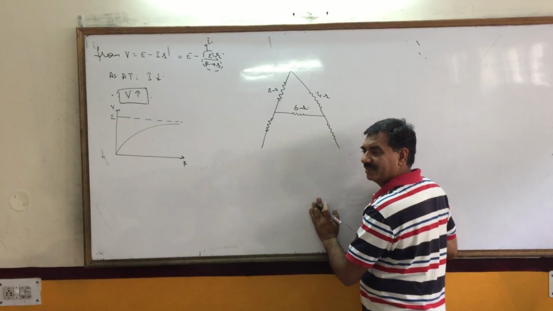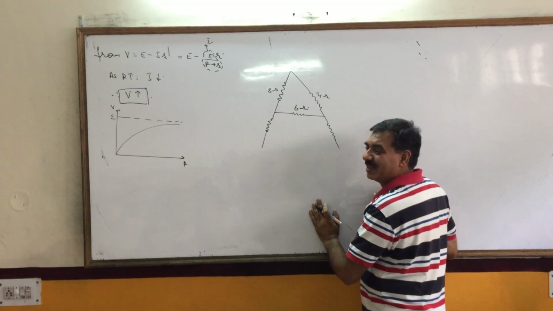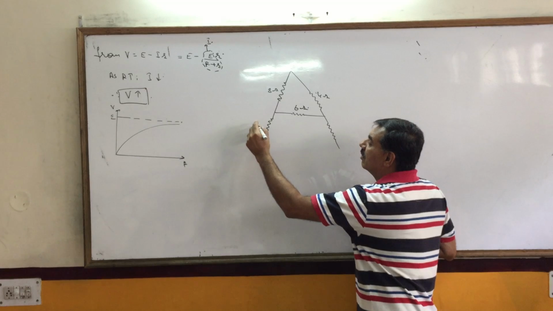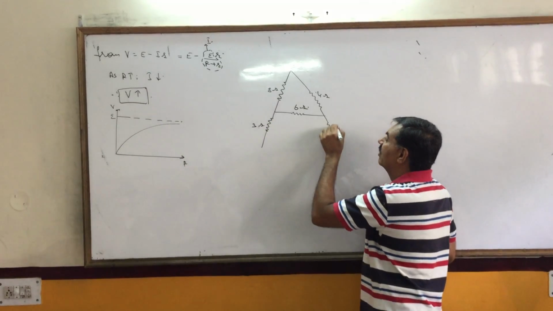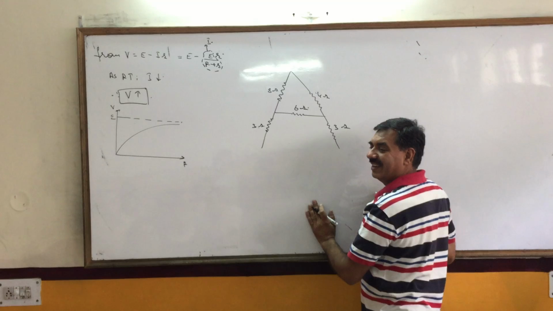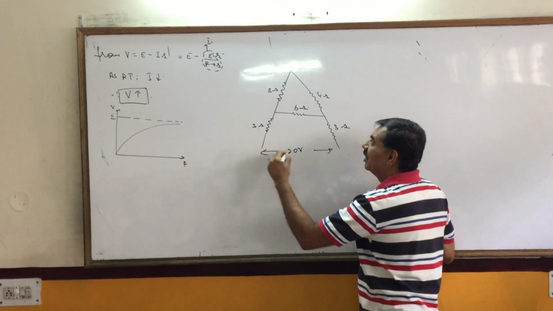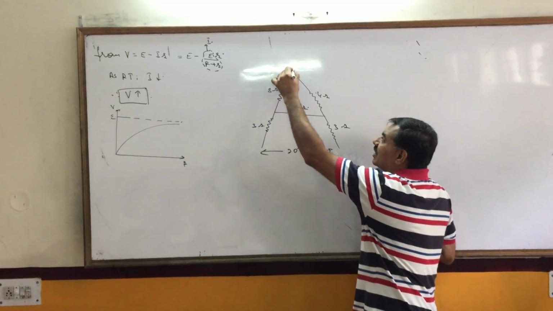कितना हो गया? 4 हो गया. 4 and 3, 7 and 3, 10. Okay. 20 volts. Find the potential difference across this.